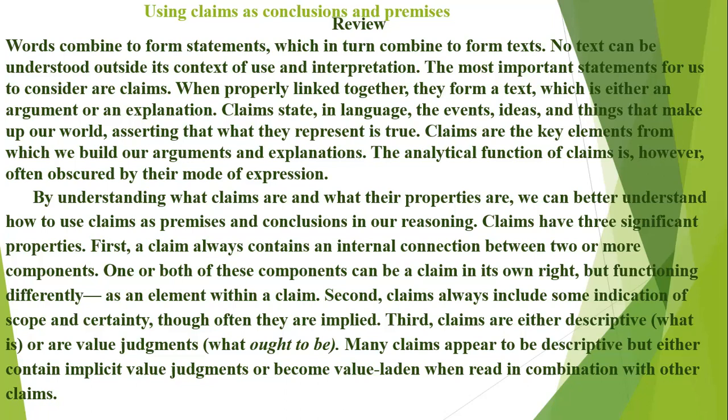Claims have three significant properties. First, a claim always contains an internal connection between two or more components. One or both of these components can be a claim in its own right, but functioning differently, as an element within a claim. Second, claims always include some indication of scope and certainty, though often they are implied. Third, claims are either descriptive, what is, or are value judgments, what ought to be. Many claims appear to be descriptive but either contain implicit value judgments or become value-laden when read in combination with other claims.